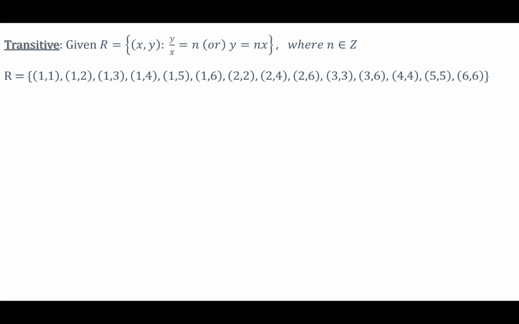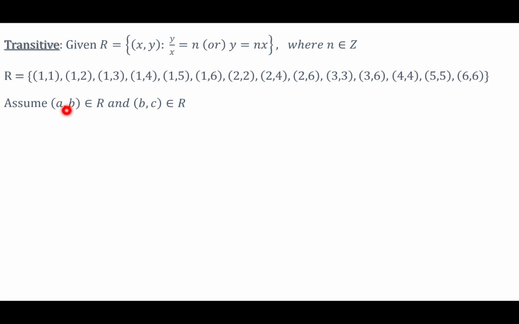To check one by one, it will take a long time. So it is better to write some statements to verify our transitive condition. Assume (a, b) belongs to R and (b, c) belongs to R. If (a, b) belongs to R, then b over a, according to the definition, for (x, y) belonging to R, y over x is equal to some integer n.